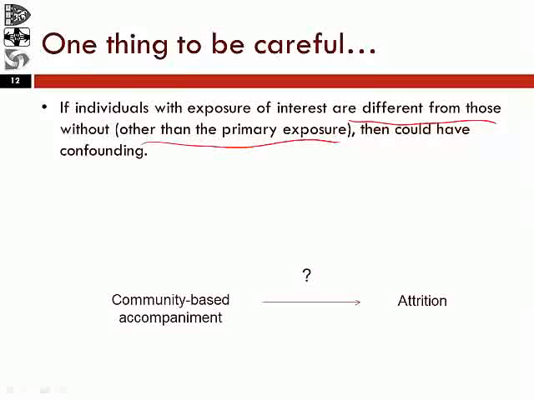And there is a reason for this. So in this case, I want to know the relationship between community-based accompaniment and attrition. I have one group who was in Rinquavu who got community-based treatment, and I have another group who is in Goseni who got standard care. What else do you think could be different between people who live in Rinquavu and people who live in Goseni? What are other things that could be different?